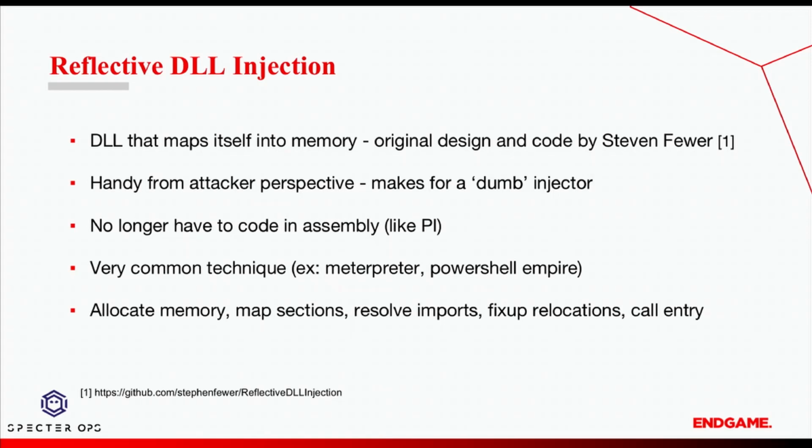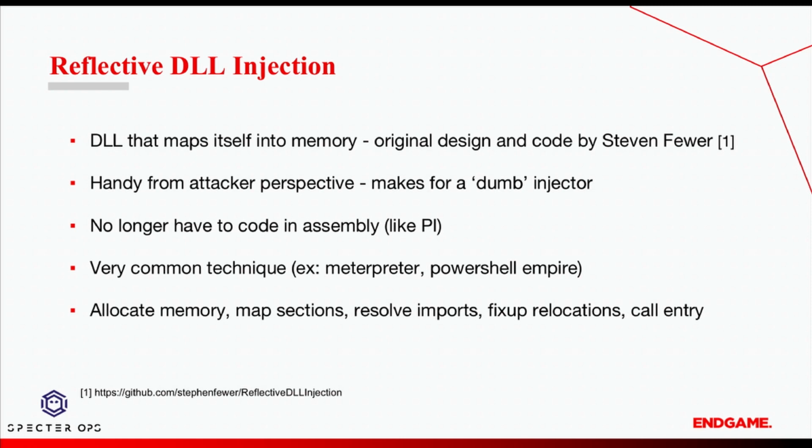We'll move on to reflective DLL injection. This is a better approach, because when you think of Poison Ivy, you have to write your own shellcode. Like a lot of the adversaries out there, it's a pain in the butt to write your own custom assembly. All you really want to do is take your C, C++ application, build it, and you want that to load. Well, reflective DLL injection makes that a lot easier, and the original research by Stephen Fewer, he published this, and it's really handy from the attacker's perspective.